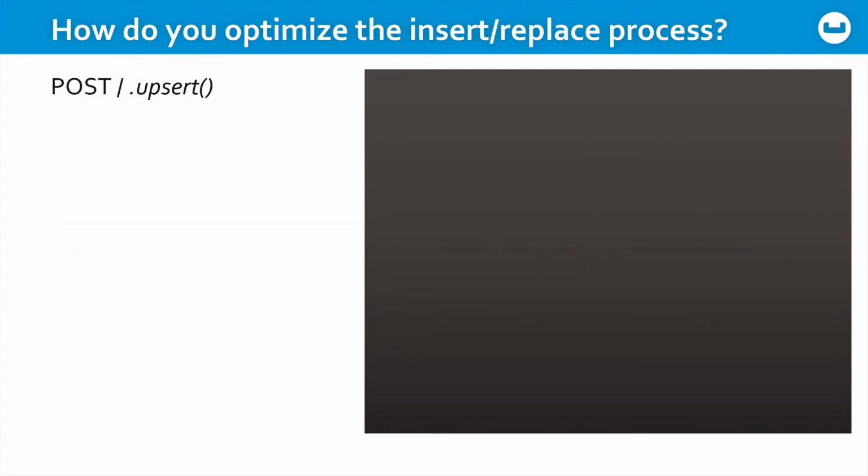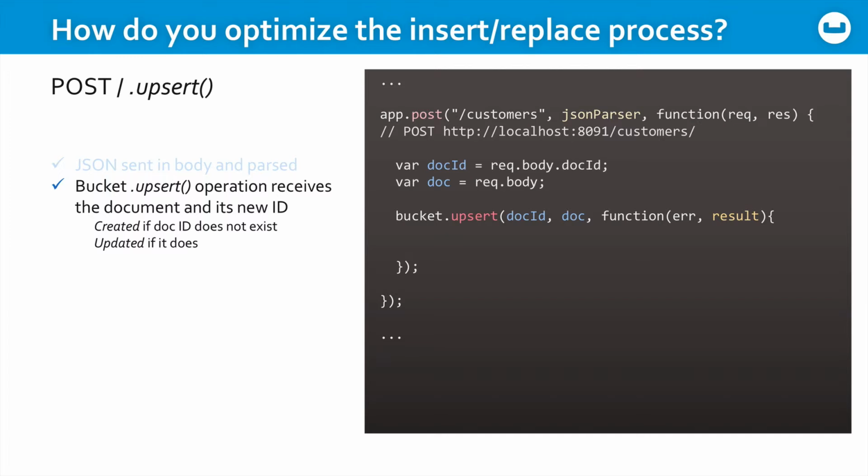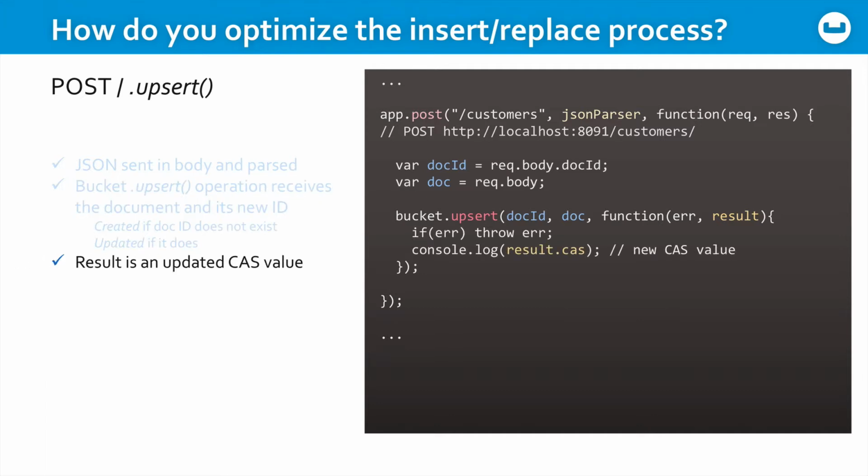There's also an upsert operation available in Couchbase. Again, here we see the JSON being sent in and parsed. The upsert operation, however, is different from the insert in that it receives the document and the new ID, and it creates the document if it does not exist with that ID, or updates if it does. The result is an updated CAS value, but there's not going to be an error if the document ID already exists. It's either an insert or an update, hence the name upsert.